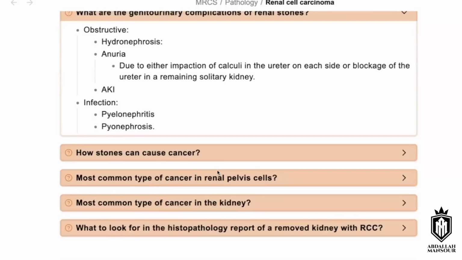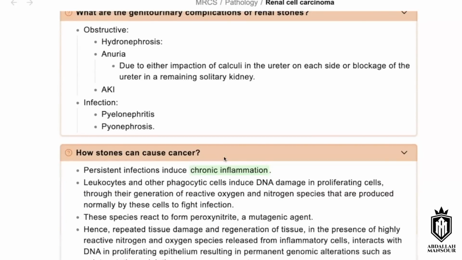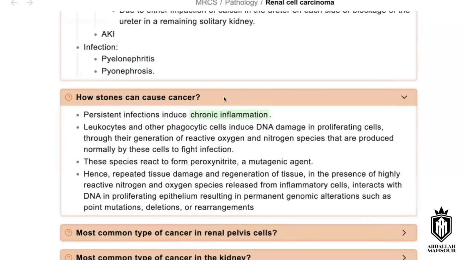I don't remember. So anything that can cause a chronic inflammatory process in the body can lead to cancer, right? So it's basically based on chronic inflammatory process and chronic irritation, all right? This will induce DNA damage, okay? The DNA damage in the proliferating cells and their generation of reactive oxygen and nitrogen species, normally to fight infection, and then repeated tissue damage with repeated DNA damage and DNA repair leads to production of new cells and causes cancer, usually squamous cell carcinoma.